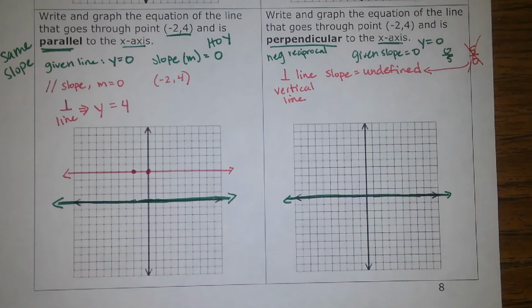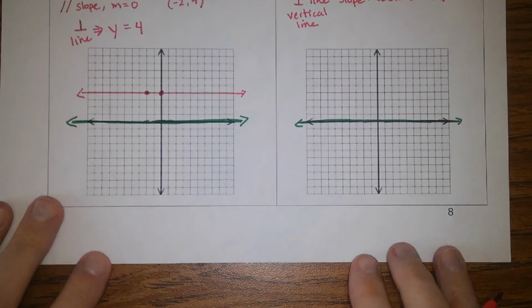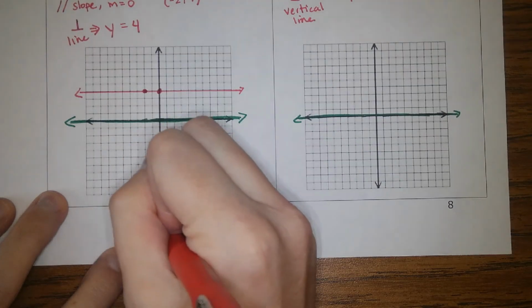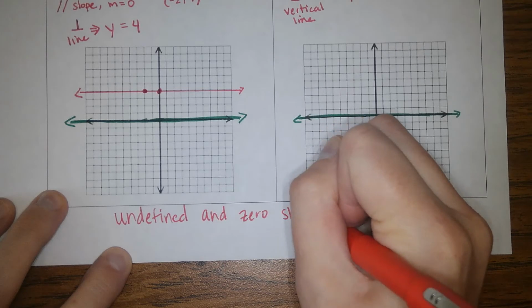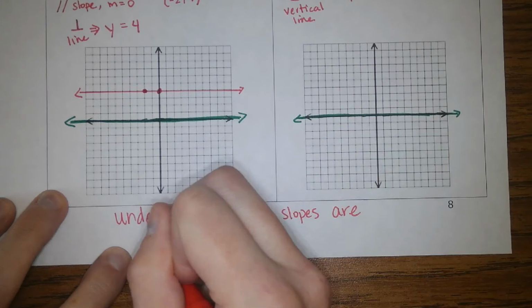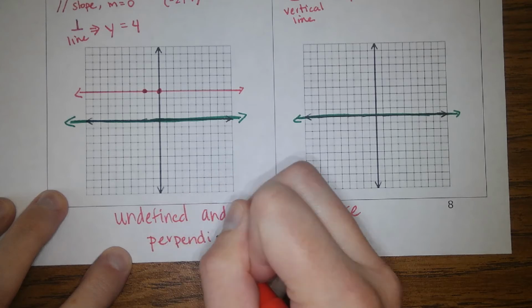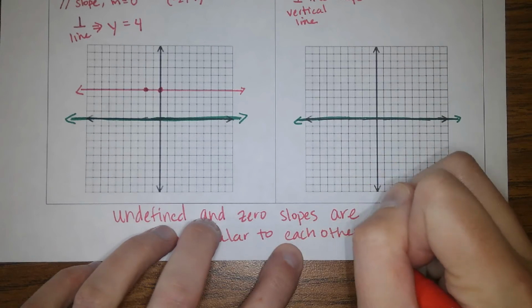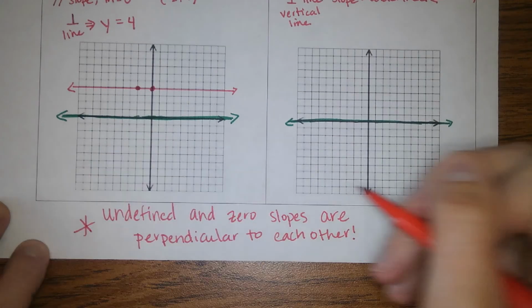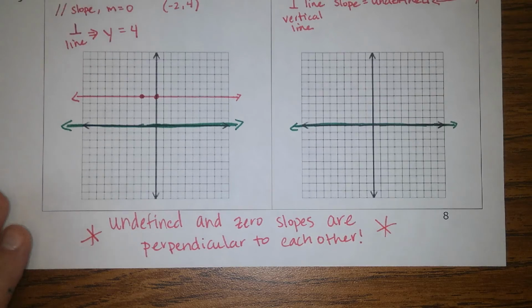So guys, one thing that's just really important to know is that undefined and 0 slopes are perpendicular to one another, okay? So we will write that really big down here. So, undefined and 0 slopes are perpendicular to each other. That's a big deal, okay? Undefined and 0 slopes are perpendicular to one another.